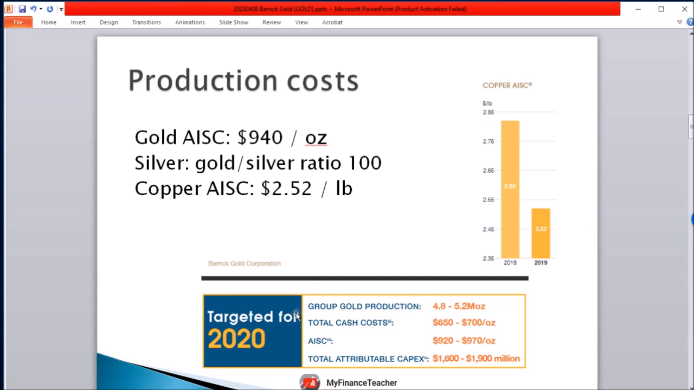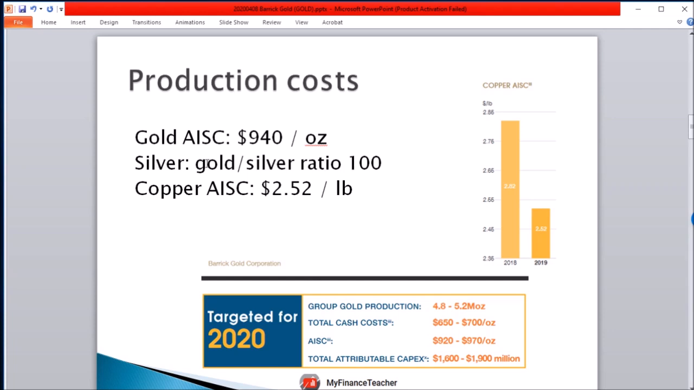Looking at costs, the company's projections for 2020 are such that all-in sustaining costs for gold are somewhere between $920 and $970 per ounce. In my model, I'm going to use $940 per ounce. In the valuation of the company's silver reserves, I'm not actually going to look at the cost of producing silver. Instead, I'm just going to convert silver into gold equivalent, so to speak. And I'm going to use a gold-silver ratio of 100.